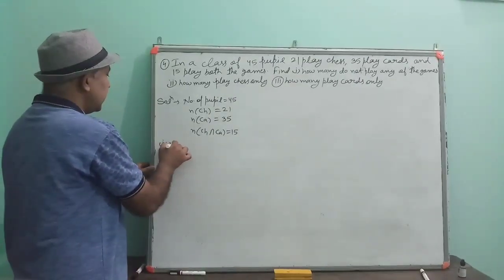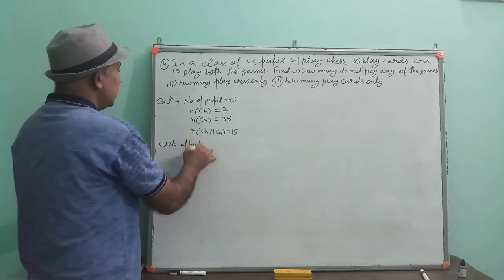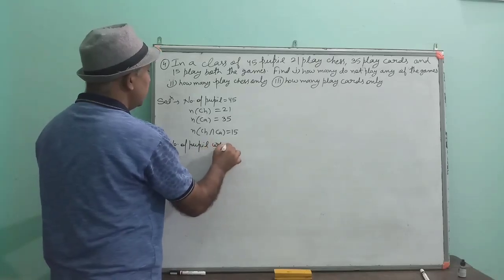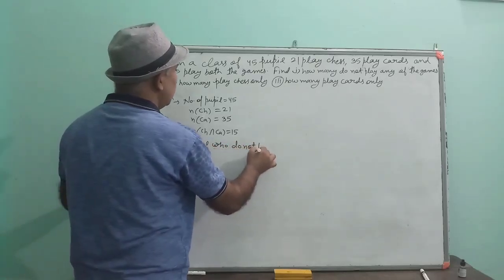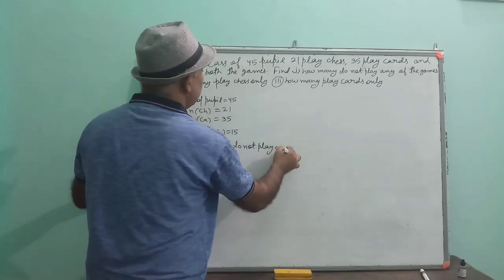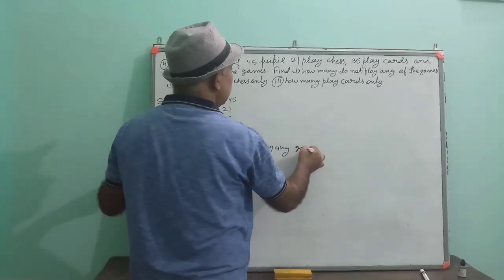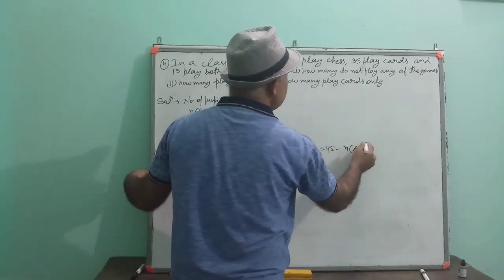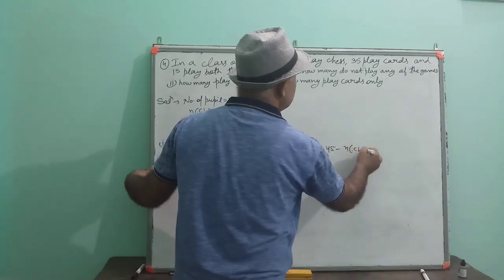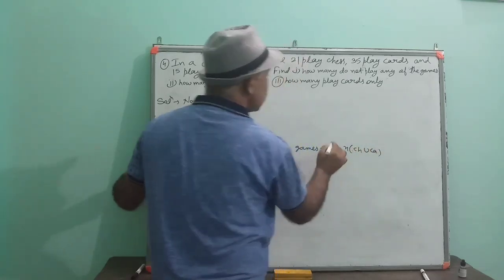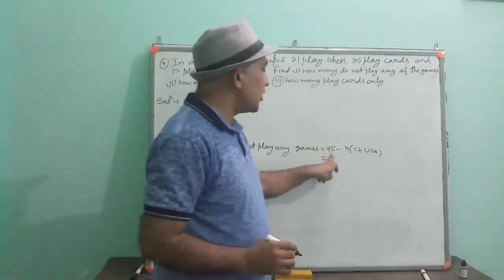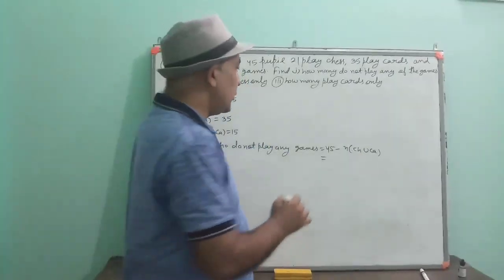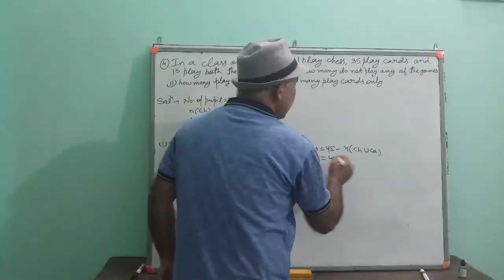Understood? That means the number of people who do not play any games is equal to 45 minus the cardinal number of chess union cards. This is the method. From the total number of people, we will subtract those who are playing at least one game. Okay. So now this is 45 minus.